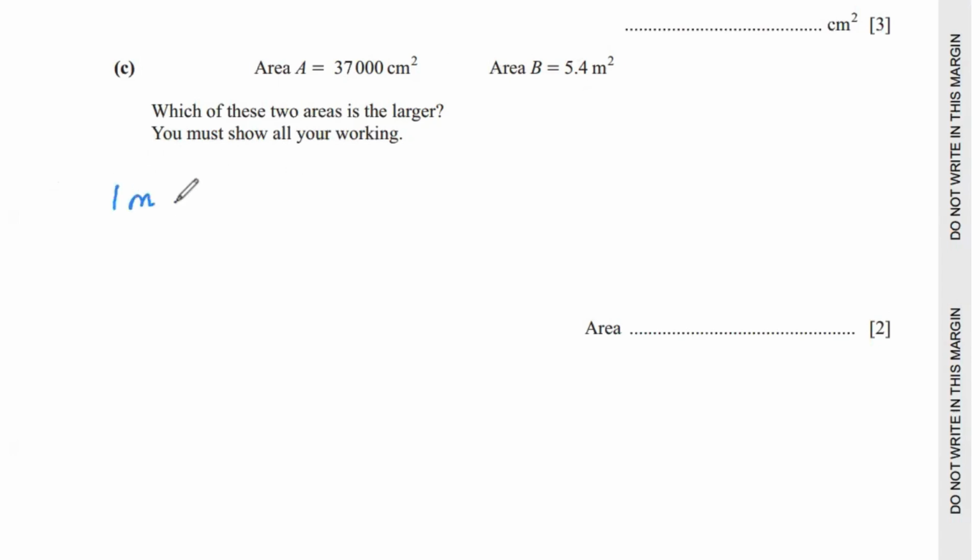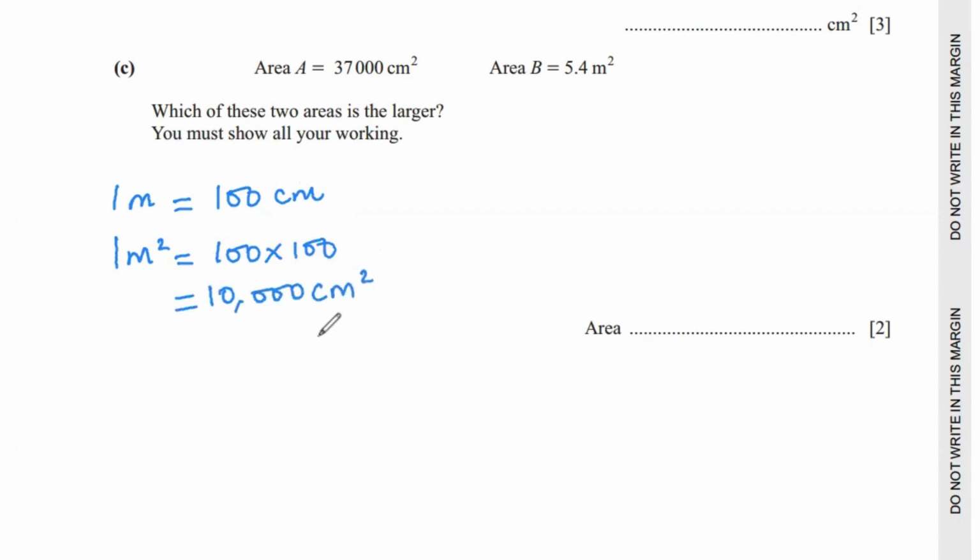So if 1 meter equals 100 centimeters, 1 meter square equals 100 times 100, which is 10,000 centimeters square. So now if we convert 5.4 meters square into centimeters square, we'll do 5.4 times 10,000. And that gives us 54,000 centimeters square. Now if we compare A and B, we can clearly say that area B is bigger.